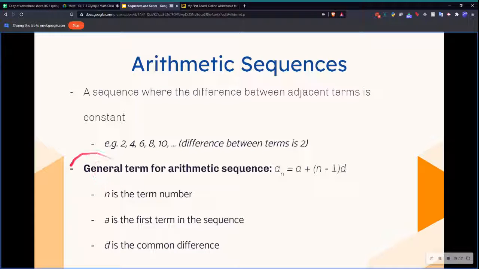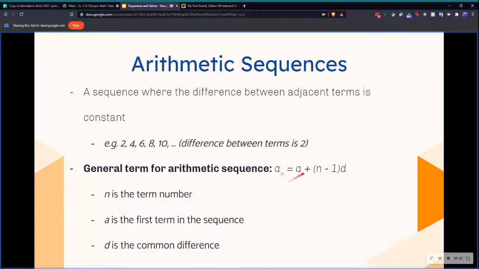Now let's look at what the general term for an arithmetic sequence looks like. So here's the formula. You have a of n. Remember that this is the term that you want to find at term n. So a of n is equal to a plus, in brackets, n minus 1, all that times d. All right, so what do these variables mean? We know that n is the term number that you want. For example, if n is 1, that means it's your first term in the sequence.